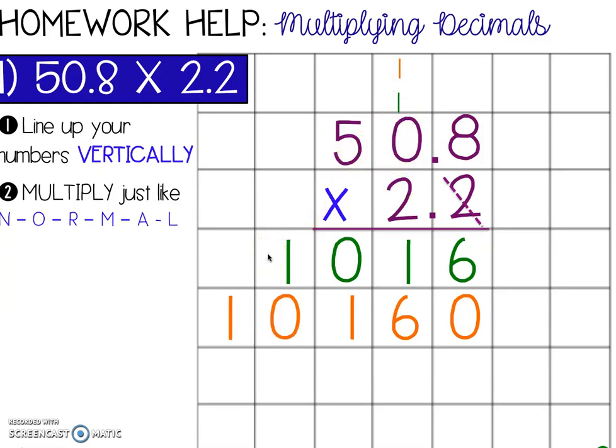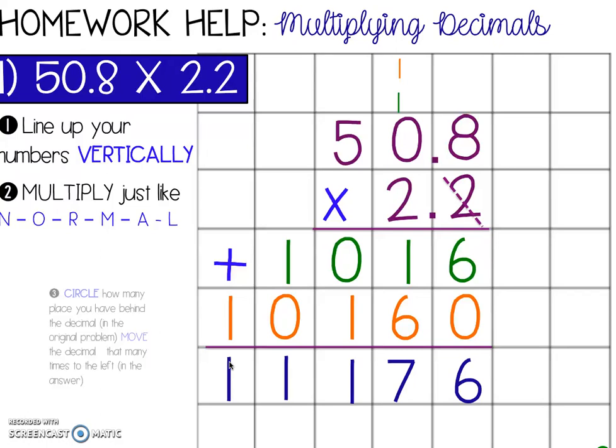Okay, so now just like normal, we have these 2 stacks of numbers, so we're going to add those up. We have 6 plus 0 is 6. 1 plus 6 is 7. 0 plus 1 is 1. 1 plus 0 is 1. And then 1 plus nothing is 1. Okay, so that's just the standard algorithm for multi-digit multiplication, everything you already know how to do.